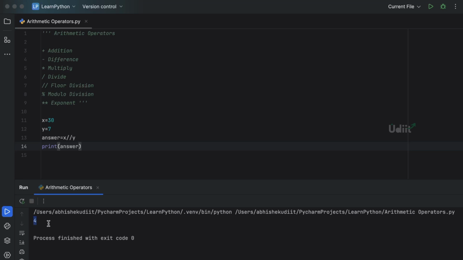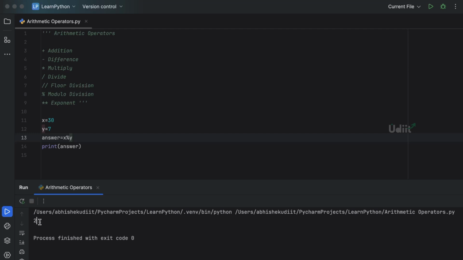That means 30 divided by 7. So 4 times it will go, 28, and the remainder will be 2. By doing the floor division, I have got the quotient as 4. Similarly, if I want to get the remainder, I'll use the modulo operator. That's nothing but the percentage symbol, called the modulo operator. I'll say x modulo y. I'll run. I'm getting the remainder as 2. So 30 minus 28, the remainder is 2. So this is the output.